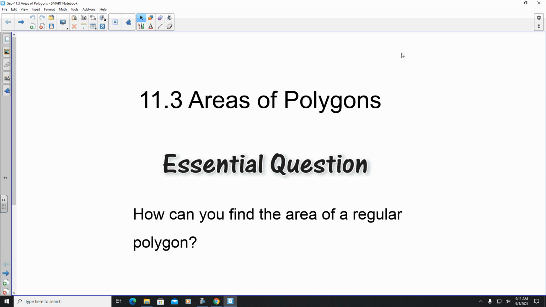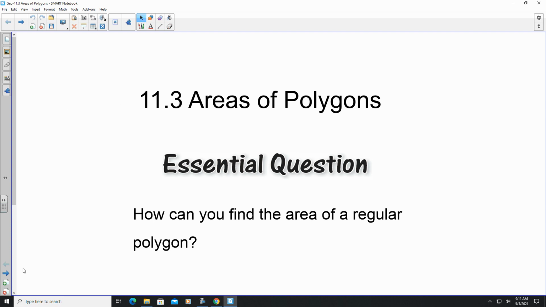In this lesson, we're looking at section 11.3, where we're going to find areas of polygons. We're going to dive into some formulas of specific polygons, and also look more specifically at areas of regular polygons.